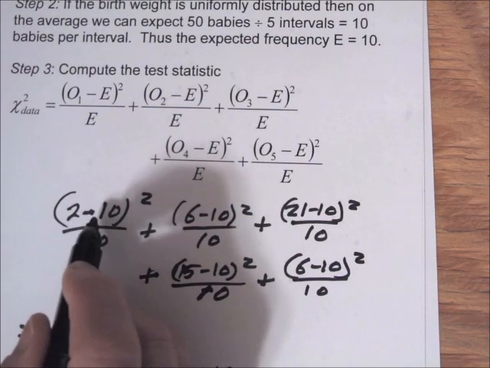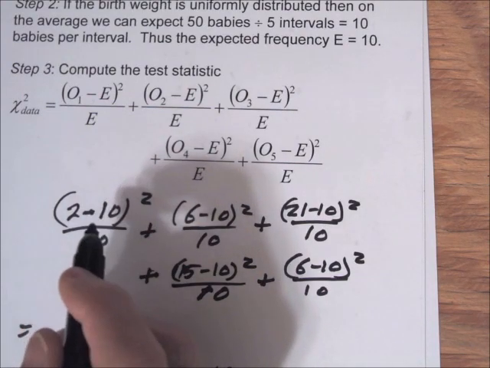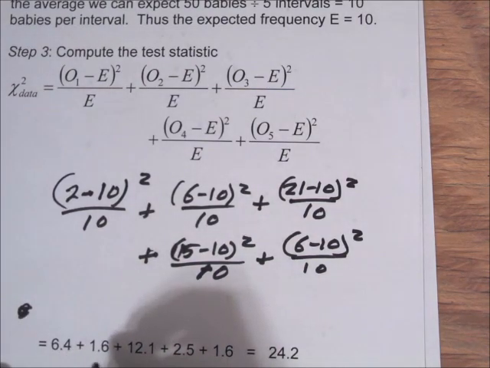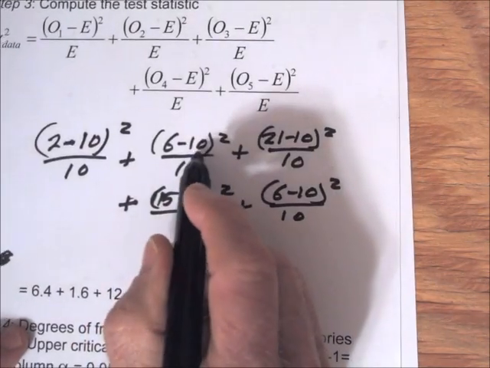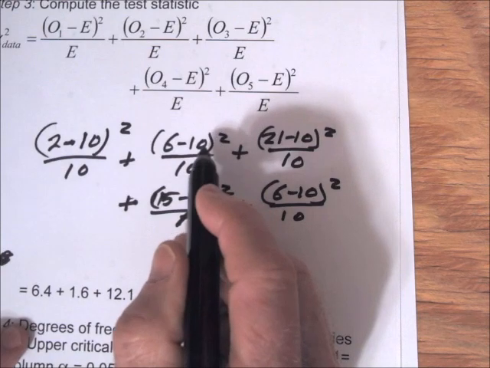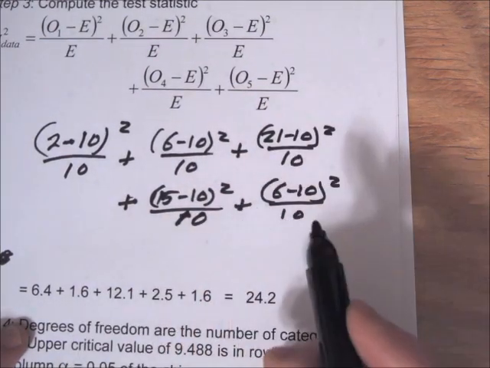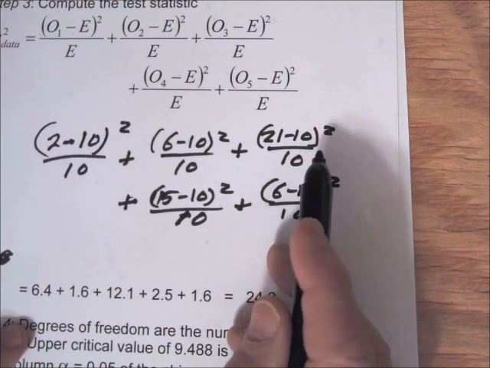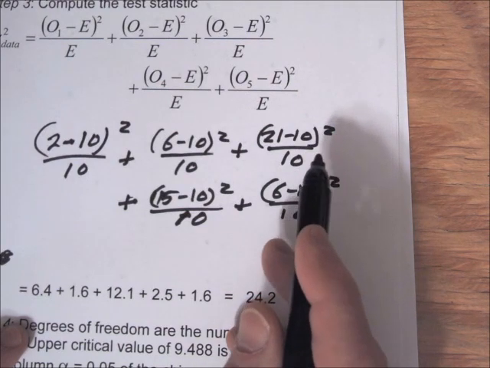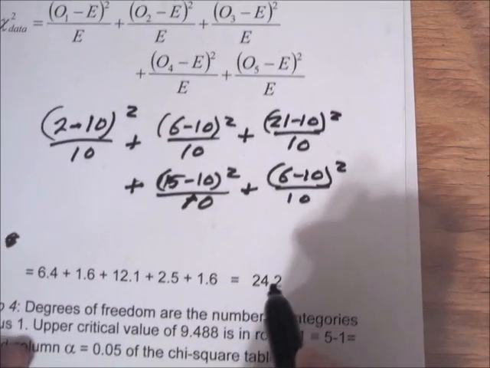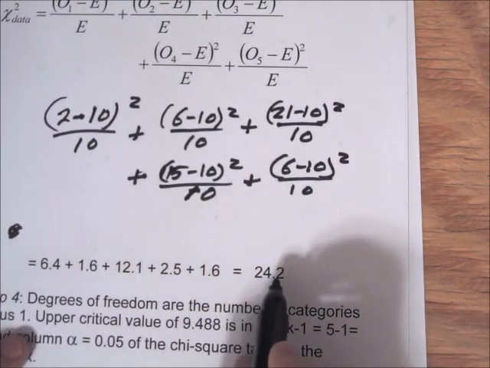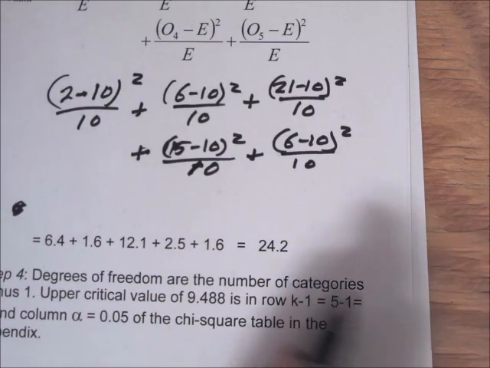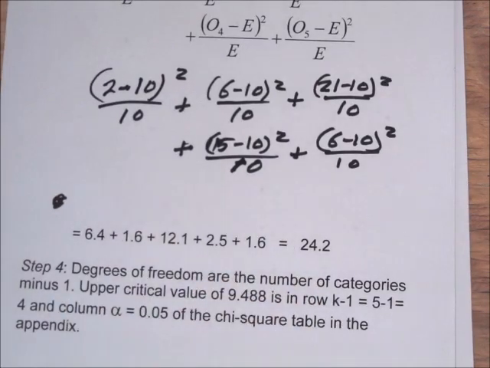Okay, so 2 minus 10 is negative 8. Negative 8 squared is 64. Divided by 10 is 6.4. Okay, 6.4. 6 minus 10 is negative 4. 4 squared is 16. Divided by 10 is 1.6. 21 minus 10 is 11. 11 squared is 121. Divided by 10 is 12.1. And so forth. Add these up and we get 24.2. That's our test statistic. And then we need the critical value, which will be from the chi-square table.